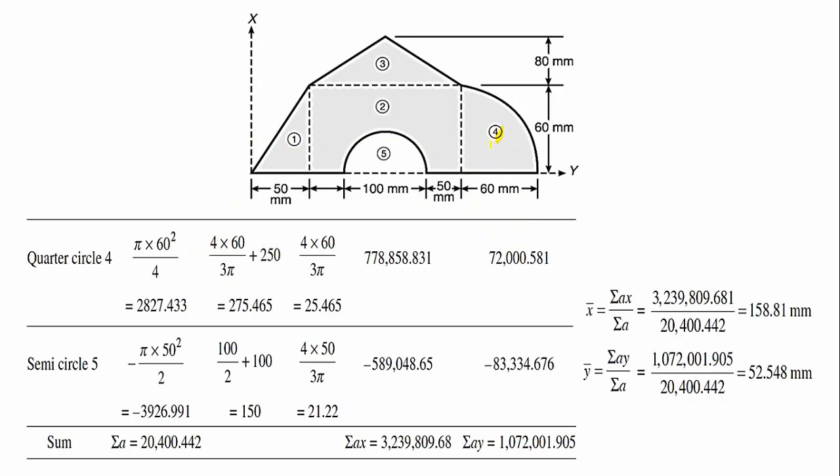Similarly along the y axis now. This is where the centroid will come. So from the base, how do you calculate this distance? 4r by 3 pi, that is 4 into 60 divided by 3 pi. Our reference axis is here. With respect to this, we will calculate the centroid of the figure.